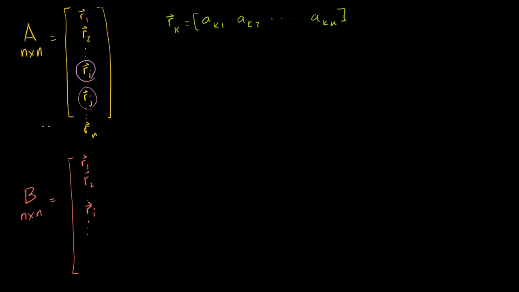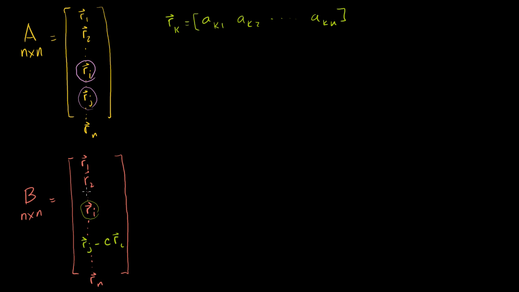I'm replacing Rj with Rj minus a scalar multiple of Ri, minus C times Ri. I've replaced Rj with that. So this is equivalent to the row operations we did when we did our Gaussian elimination or when we put things in reduced row echelon form. And everything else in this matrix is the same as A, all the way down to Rn. Let me write, this is our matrix B.